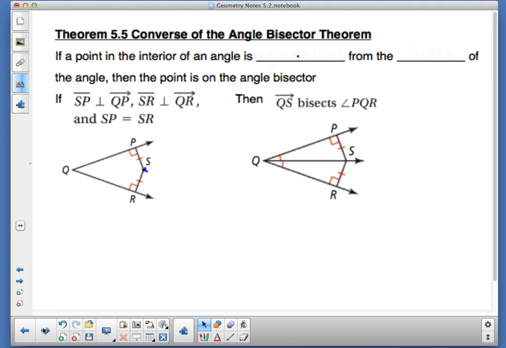Converse of the angle bisector theorem: if a point in the interior of an angle is equidistant from the sides of the angle, then the point is on the angle bisector. Okay, I just do the converse of what I just did.